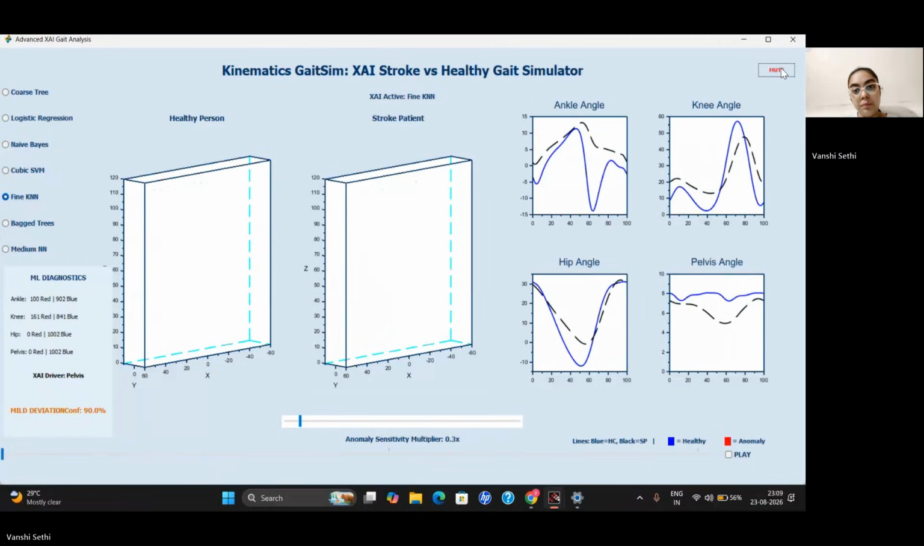Welcome to the Kinematics Gait Sim XAI Stroke versus Healthy Gait Simulator. This dashboard allows you to analyze and compare healthy and post-stroke gait kinematics in real time.